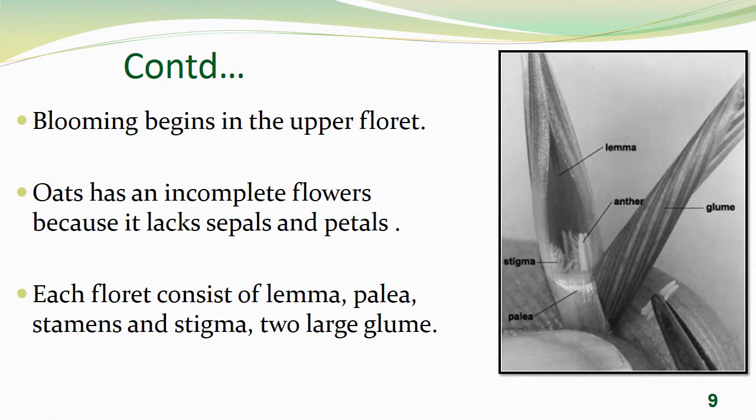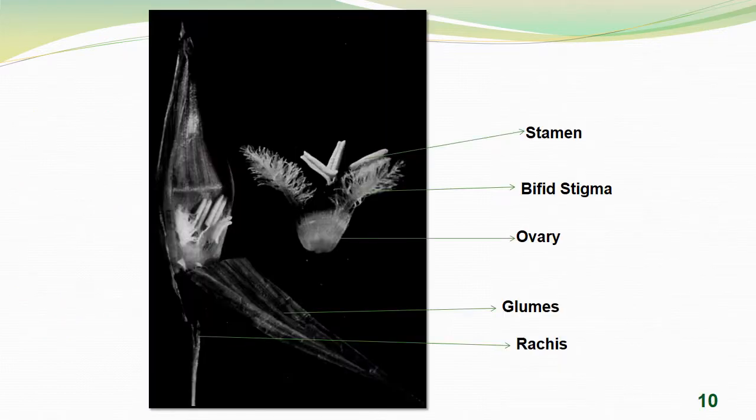Blooming begins in the upper floret. Oat has an incomplete flower because it lacks sepals and petals. Each floret consists of lemma. The outer boat-like structure is lemma and the inner small boat-like structure is palea, then stigma, stamen and 2 large glumes outside. This is stamen, then bifid stigma. As we know, oat is having bifid stigma, then ovary. These are outer glumes and the connection is called the rachis.